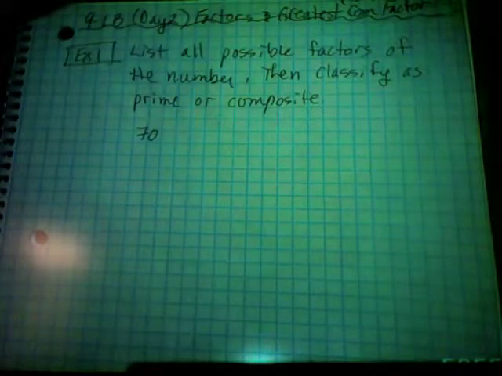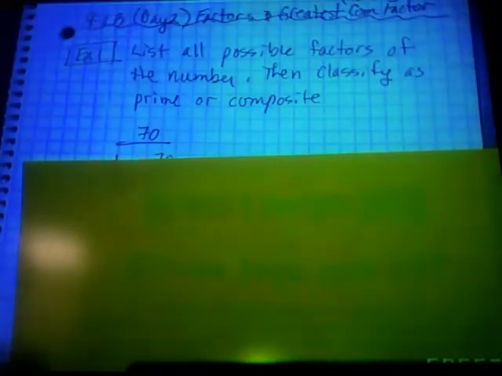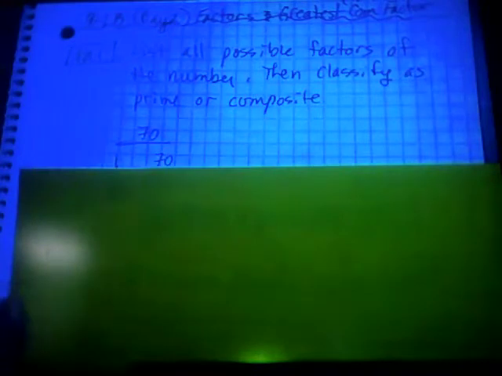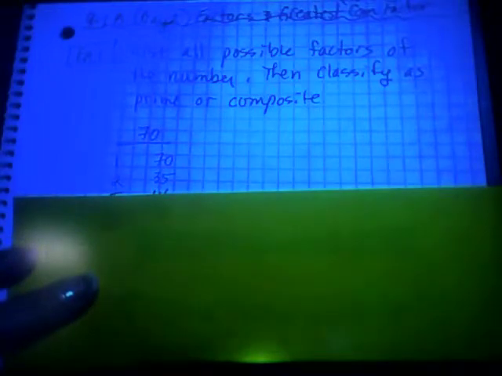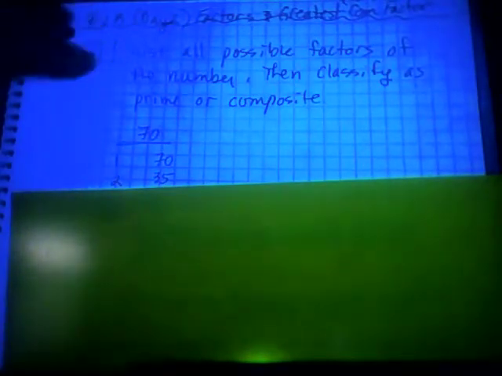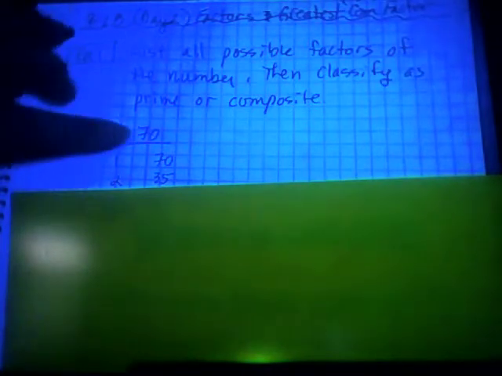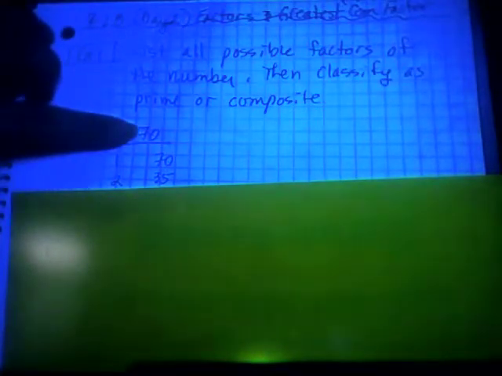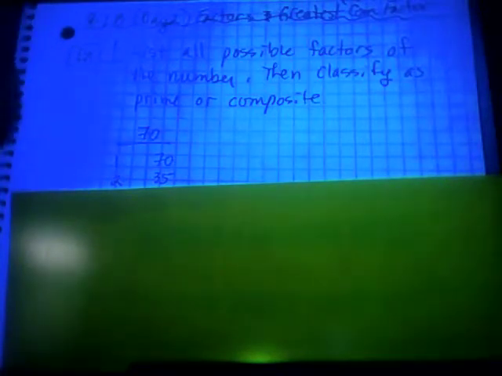What's the first set of factors for 70? 1 and 70, right? You always start with 1, the number. Does 2 go into 70? Yeah, because the number's even. Does 3 go into 70? What's the rule for 3? Yeah. So what's the sum of these digits? 7. Is 7 divisible by 3 or 9? No. So neither 3 or 9 go in there, so you have to remember that for 9.